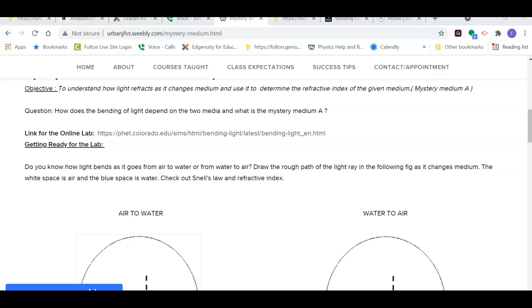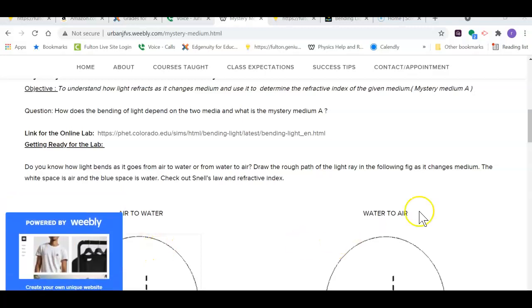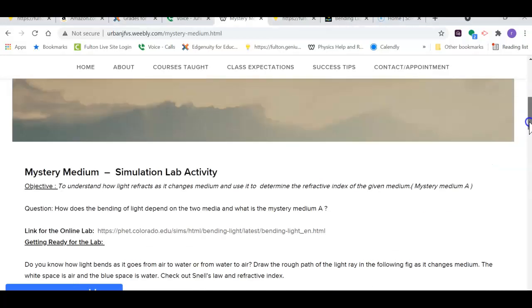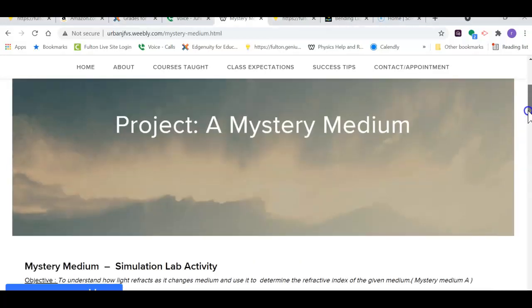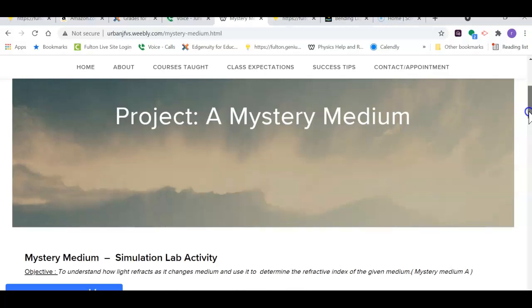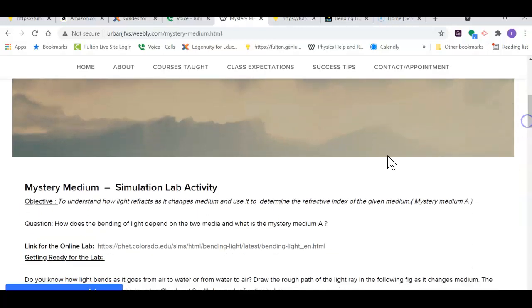Hey physics students, this video is to just help you understand the mystery medium project directions and complete the CER report on the mystery medium. So the objective is to understand how light refracts as it changes medium and use it to determine the refractive index of the given medium, which is the mystery medium A.